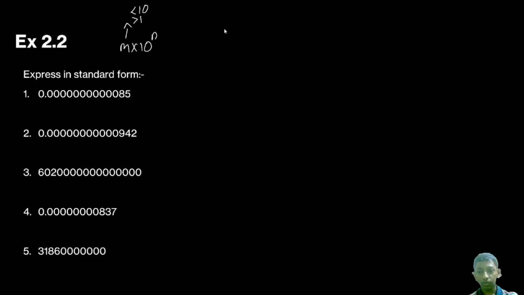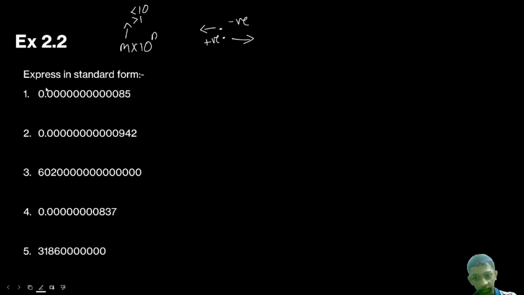To convert usual form into standard form, we have to see the position of the decimal. If the decimal is at the left side, then we will have a negative exponent. If the decimal is at the right side, then we will have a positive exponent. This is the only law used to convert usual form into standard form. So let's move with the first one.